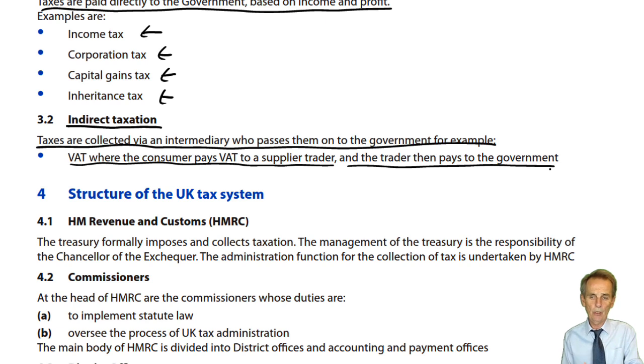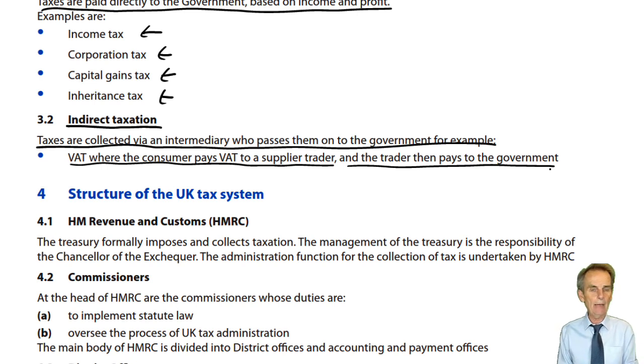So I, the consumer, go to the shop, I want that, I pay £120. I do not pay two separate amounts. I don't pay the trader £100 and HMRC £20. I pay the trader £120. And it is the trader's responsibility, as you will discover within this chapter, to account for that VAT.